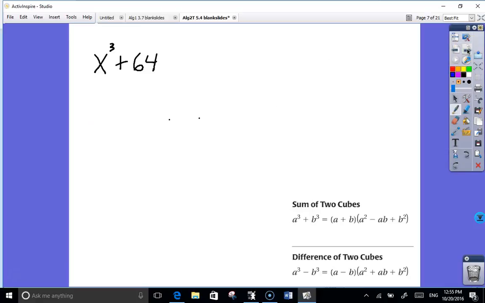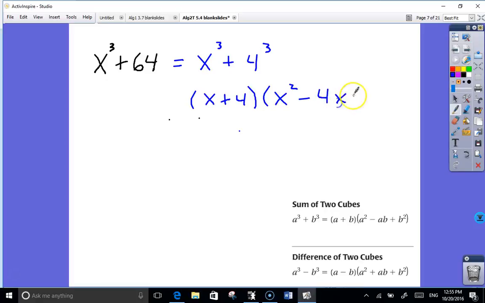Okay, so what number cubed is 64? 4. So this is x to the third plus 4 to the third, which is x plus 4 times x squared minus 4x plus 4 squared, which is 16. So since it was a sum, I made my first factor, the binomial, a sum, and then the inside a minus. The last term is always a plus. Always, always, always.